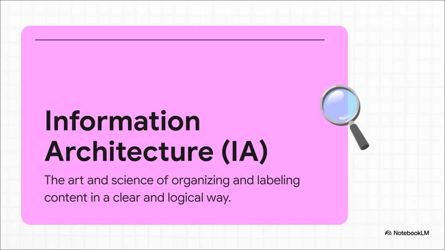Okay, so you've got all these great features in your app. How do you organize them so people aren't just lost? That's where information architecture, or IA, comes in. When it's done well, it means you can find the pest control section exactly where you'd expect to find it. It's like the invisible blueprint for clarity in an app.